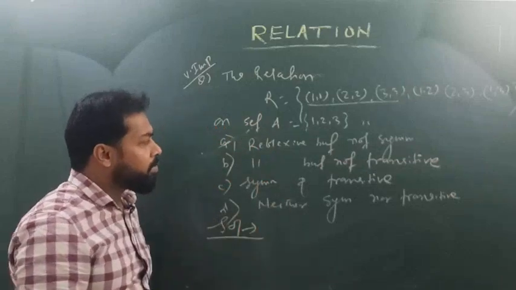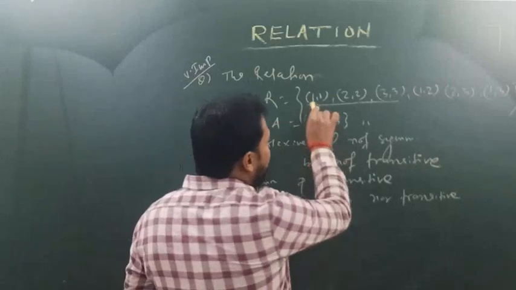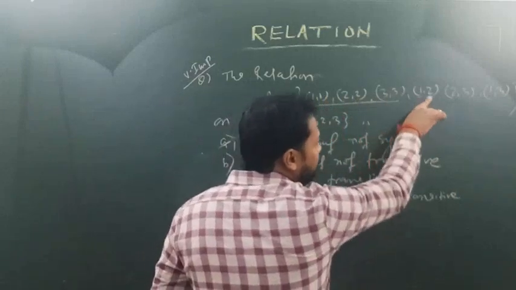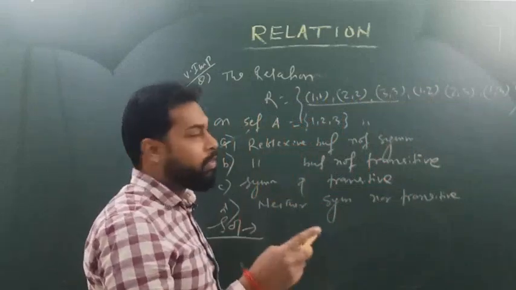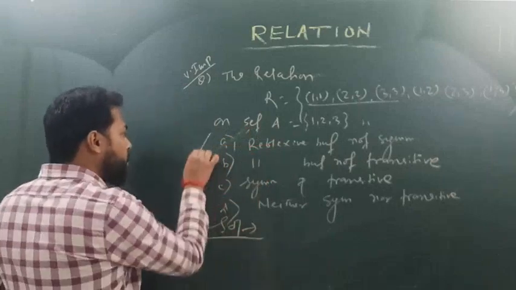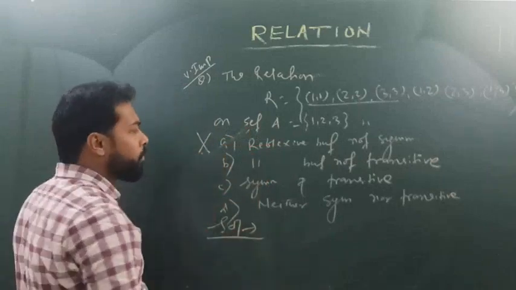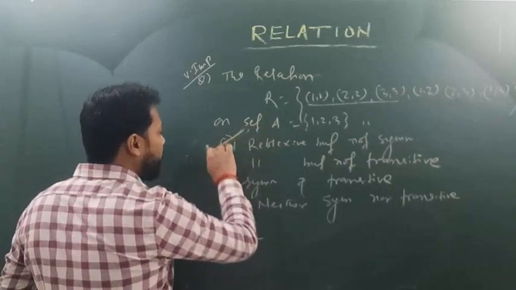Now we will check for symmetric. Is it symmetric or not? See, (1,1), (2,2), (3,3). (1,2) is here but (2,1) is missing. (2,3) is there but (3,2) is missing. So this is reflexive only but not symmetric. So this option is correct.